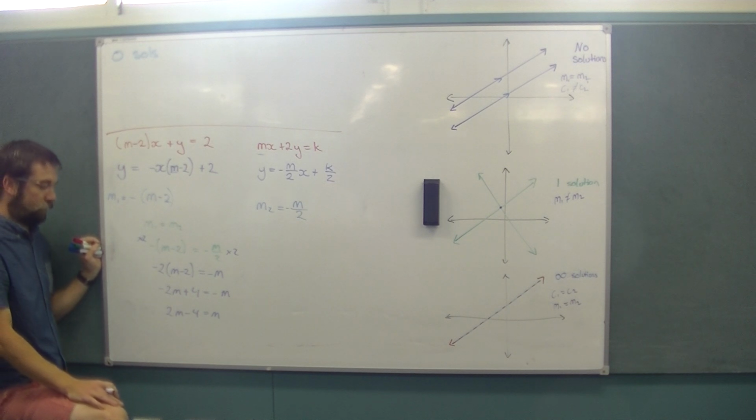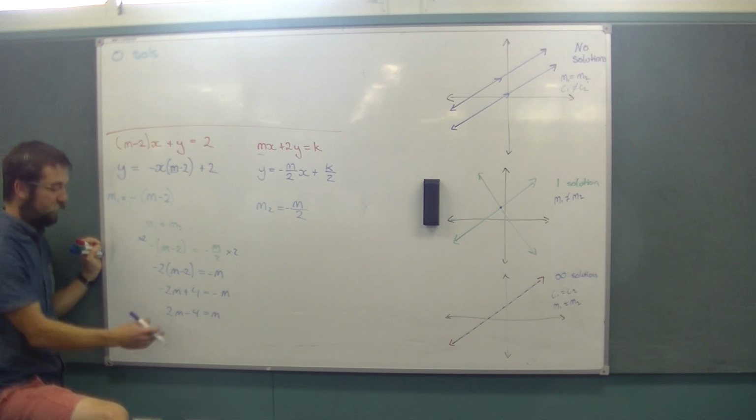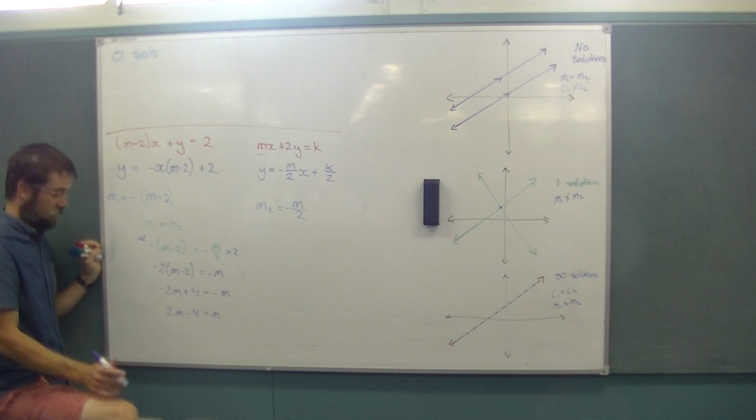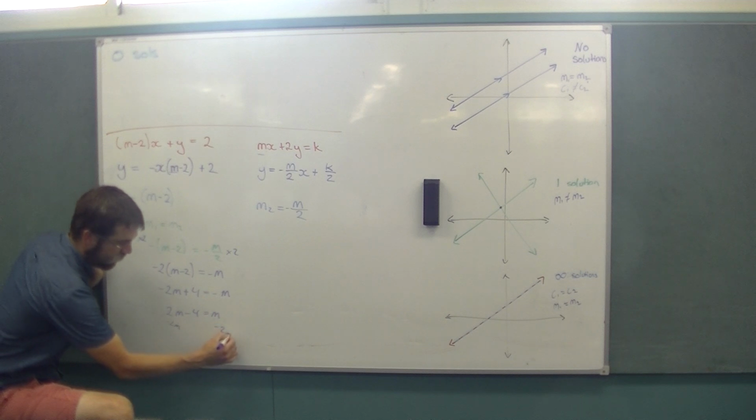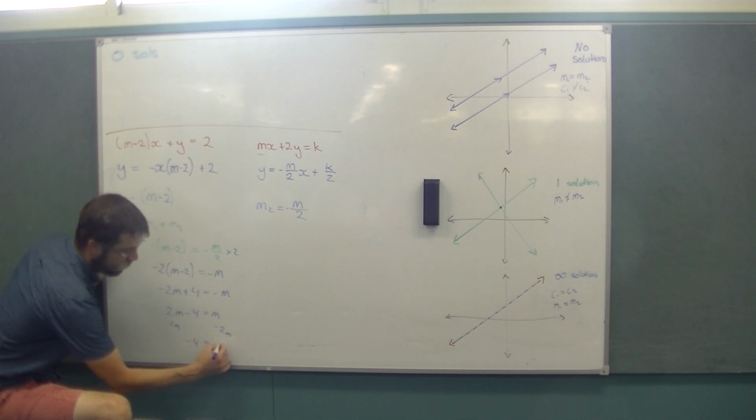And then you either need to move the m or the negative 4. Let's move the m. So you need to minus 2m over to the other side. Minus 2m, minus 2m, so I end up with minus 4 equals minus m.